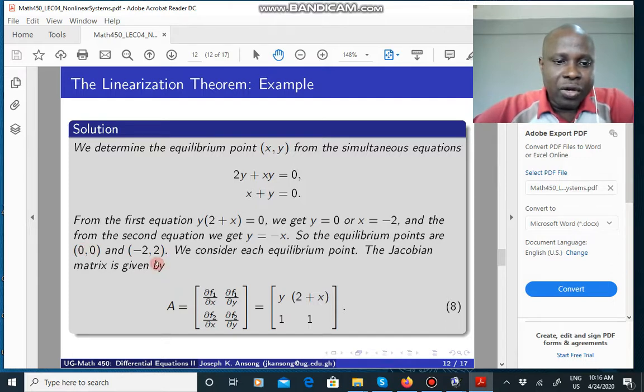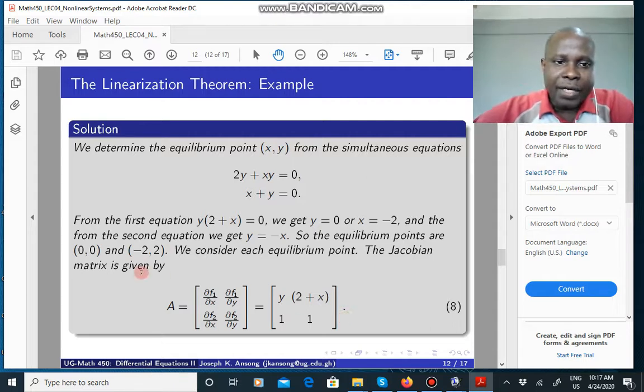Once you have your equilibrium points, then you go ahead to compute your Jacobian matrix. All right? It is given by this, right? The partial of f1 with respect to x, the partial of f2 with respect to y, and this term. If you do that, f1 here is basically this first equation, and f2 is the second one. So differentiate f1 with respect to x, and that will just give you a y. If we differentiate with respect to y, you get a 2 plus x. Differentiate the second one with respect to x, you get 1. With respect to y, you get a 1. So this is the Jacobian.